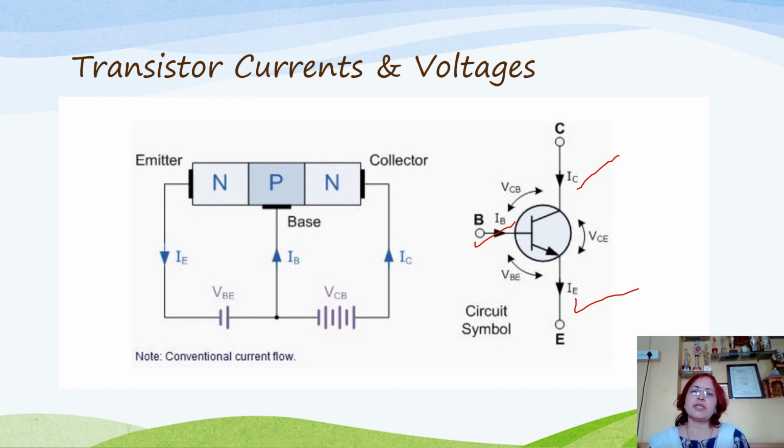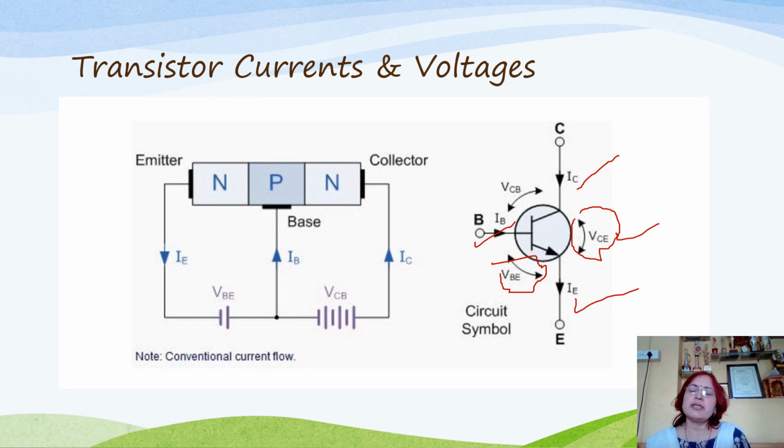Now the transistor voltages. First voltage is VBE. This is the voltage between base and emitter of transistor. This is called the input voltage VBE. Second one is VCE. This is the output voltage. It is measured between the collector and emitter. So VCE is the output voltage.